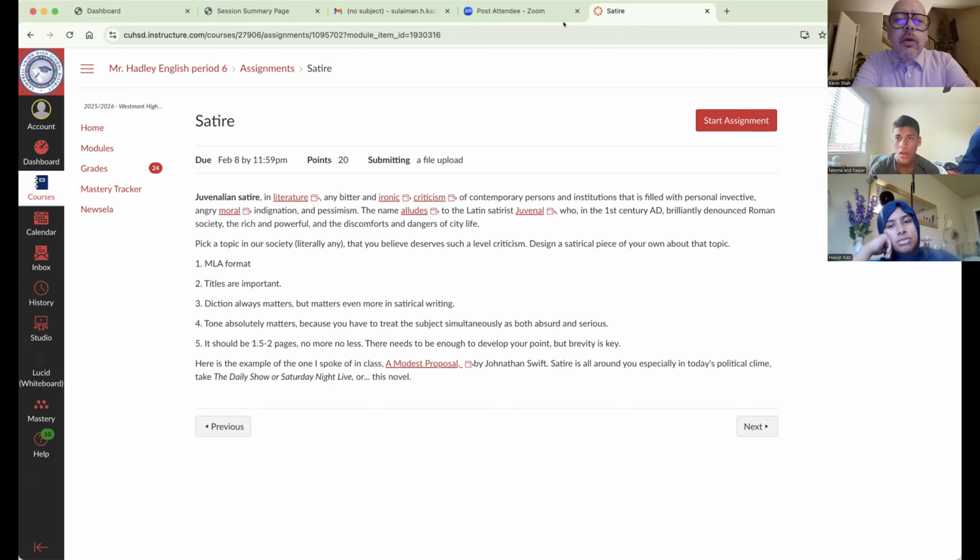1.5 to 2 pages, no more or less. There needs to be enough to develop your point, but brevity is key. Tone absolutely matters because you have to treat the subject.